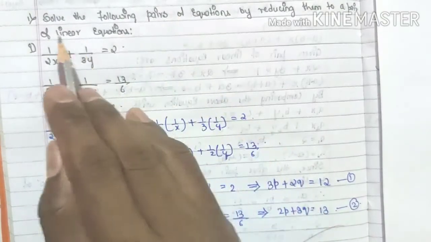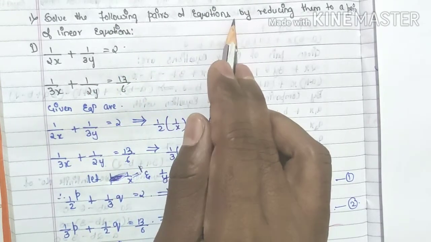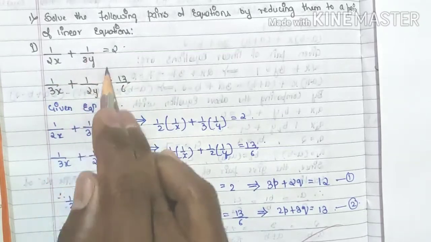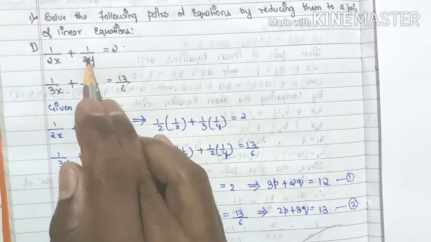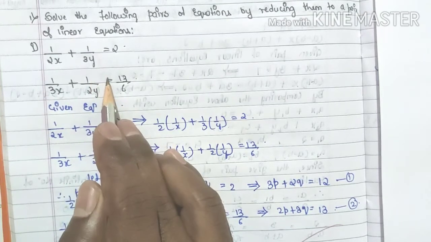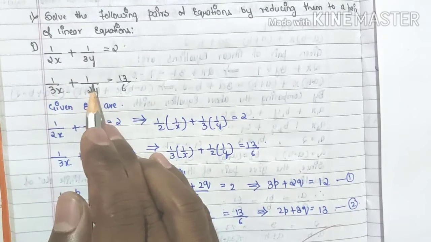Exercise number 3.6, question number 1. Solve the following pair of equations by reducing them to a pair of linear equations. Some equations are given to us, they are not in linear equation form. We have to convert them to linear equation form. After that we have to solve it. Solving means find the value of unknown quantity.